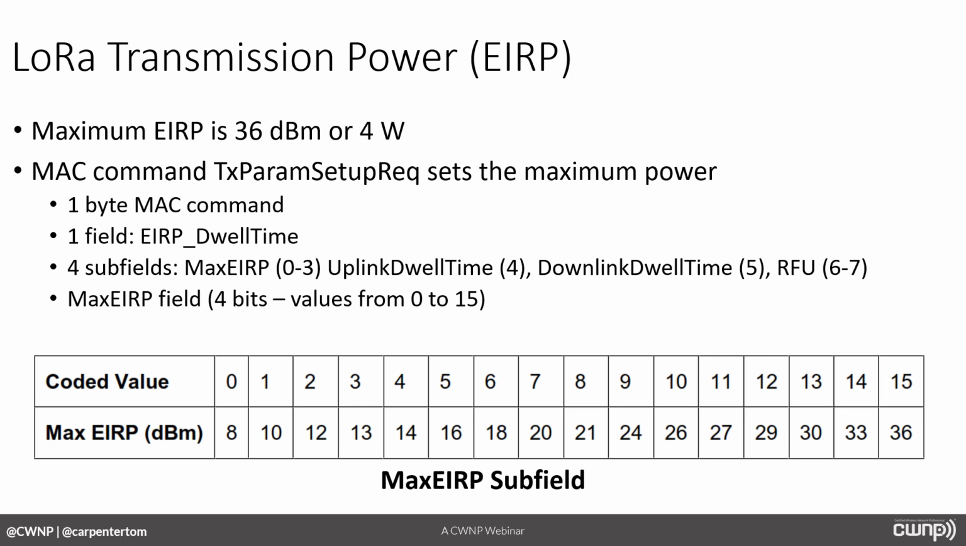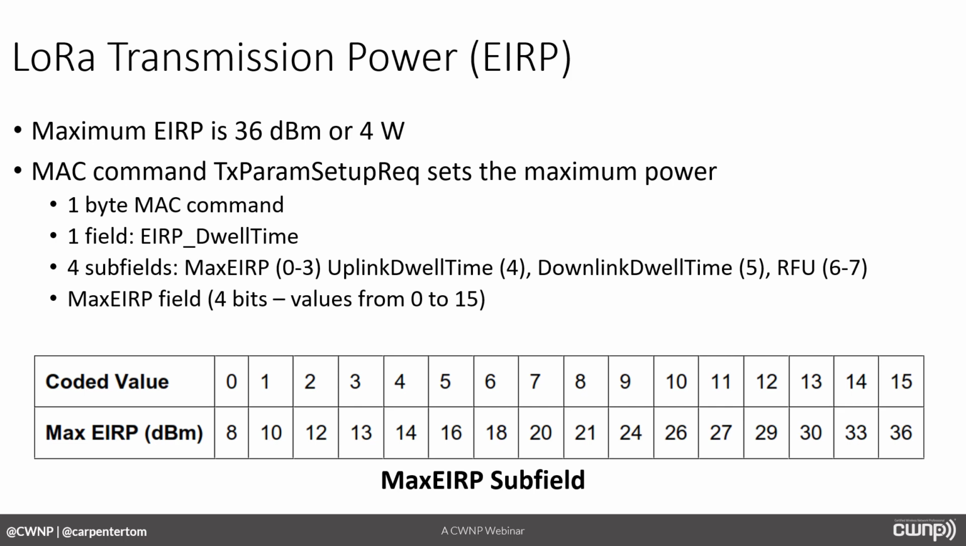And so the one called TX param setup request sets the maximum power. Inside of that particular communication, there is a subfield called max EIRP. It's going to have a coded value that is 0, 1, 2, 3, 4, and so forth through 15. So from 0 to 15, 16 different possible values. It's using 4 bits to accomplish it. So it's bits 0, 1, 2, and 3 in this MAC command.